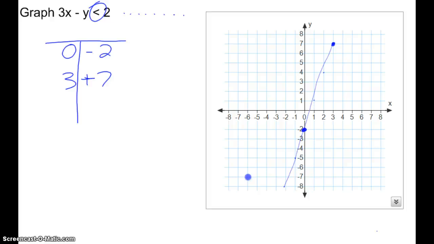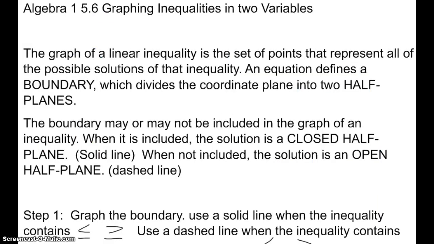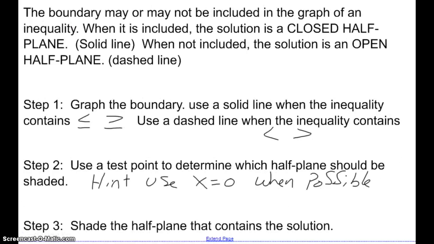Now, I said when x was 0 earlier. That was a mistake, but I caught myself, so you can't use it. You want to use 0, 0 as your hint when possible. Corrected by mistake, can't use it.